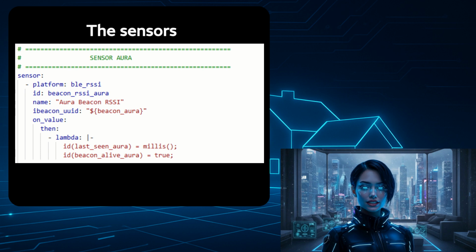Here we enter the heart of the system. Whenever the ESP detects an iBeacon with Aura's UUID, it performs 3 fundamental operations. Records the RSSI value, which is the received signal strength, stores the exact moment the beacon was seen, and sets the beacon's state to true, indicating that Aura is present and transmitting.